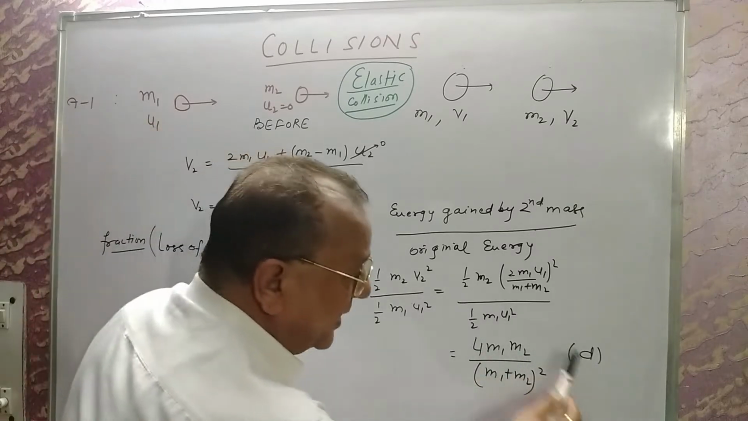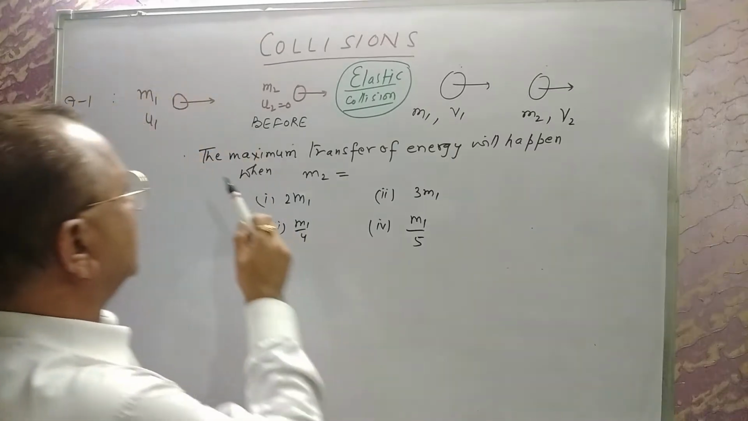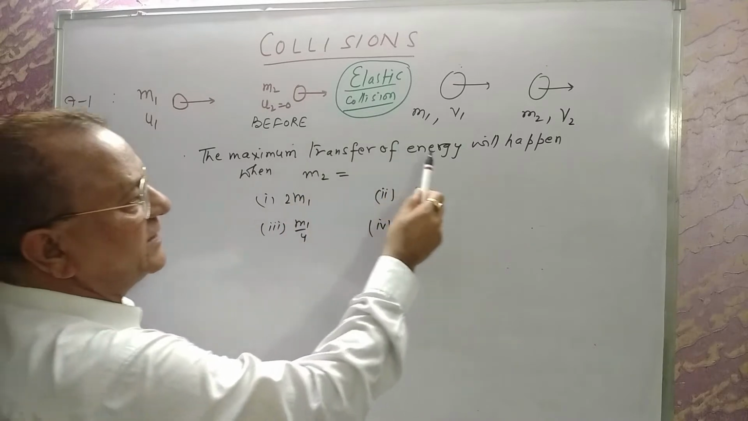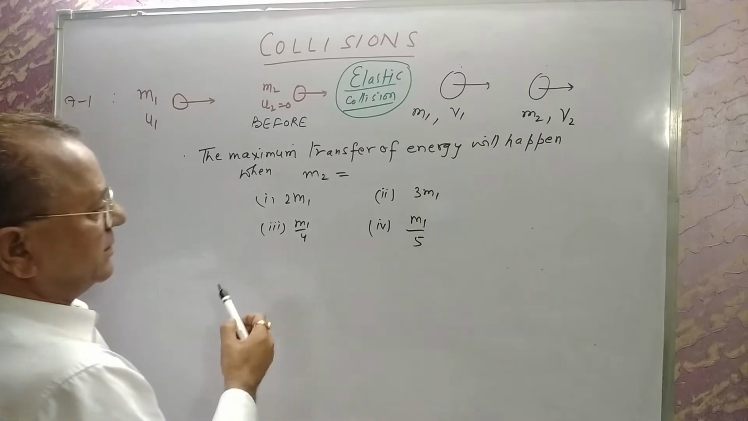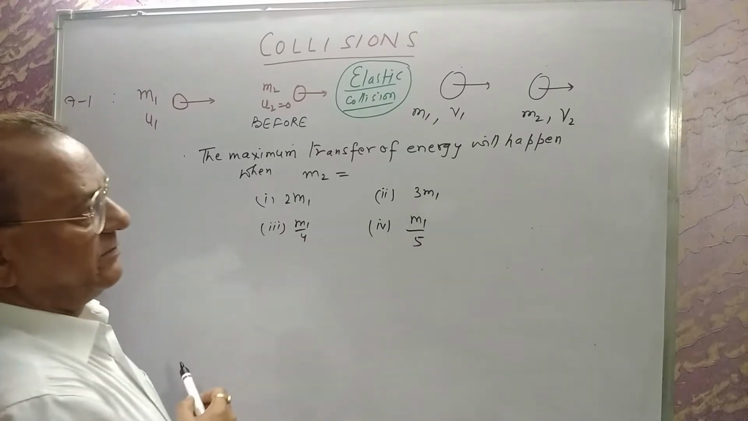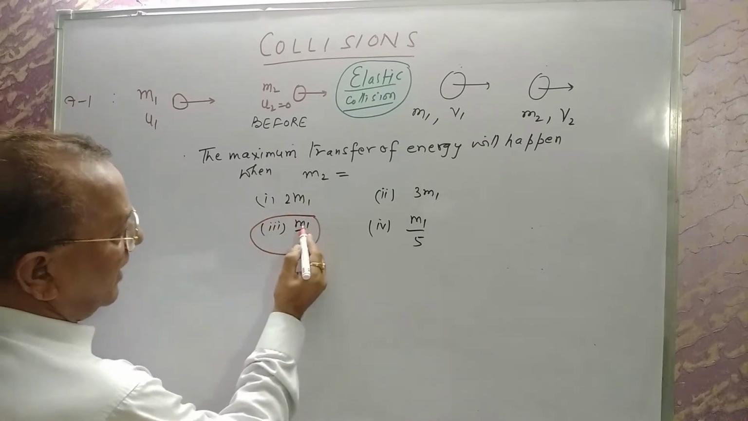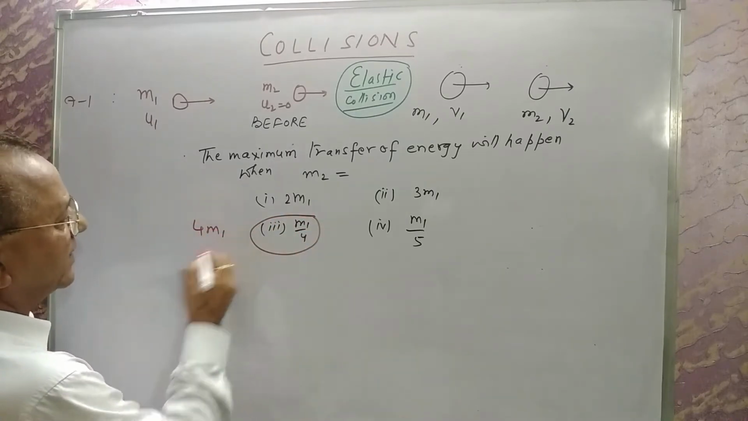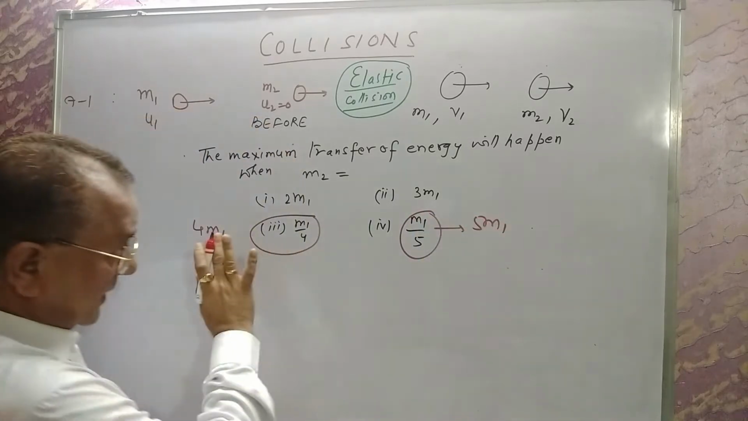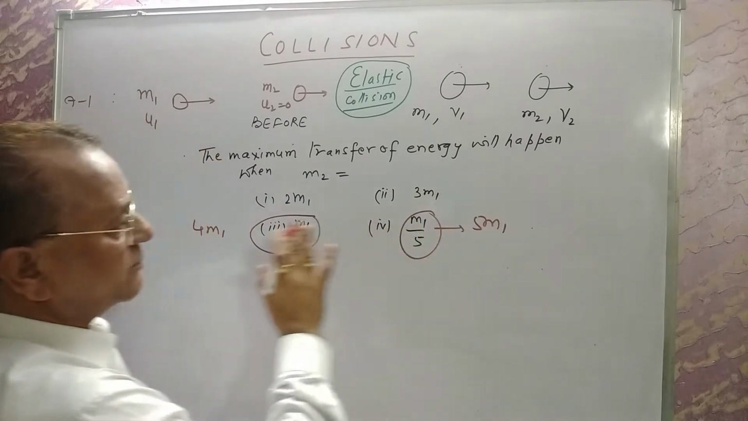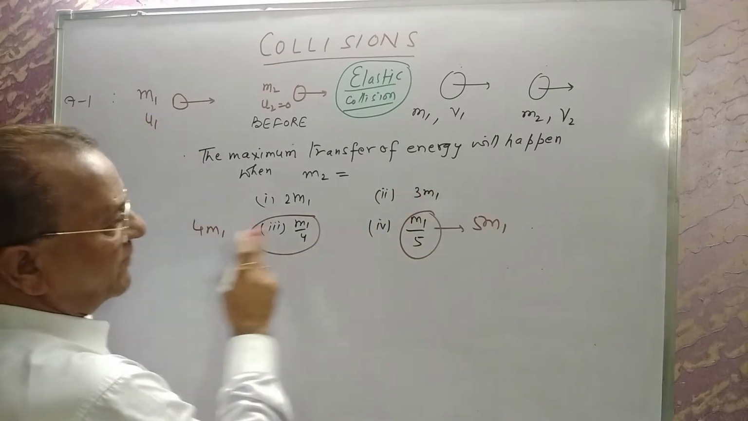The answer is D. I would like to discuss some variation of this question. The examiner might frame the question like this: the maximum transfer of energy will happen when m2 is equal to 2m1, 3m1, m1 by 4, or m1 by 5. Now I'll tell you a trick here. For m1 by 4 and 4m1, and for m1 by 5 and 5m1, the percentage energy transfer will be the same. So what you do, you compare 2m1, 3m1, 4m1, 5m1.